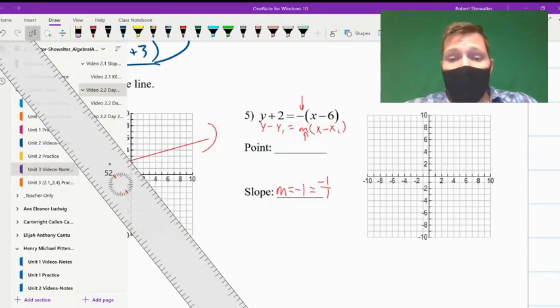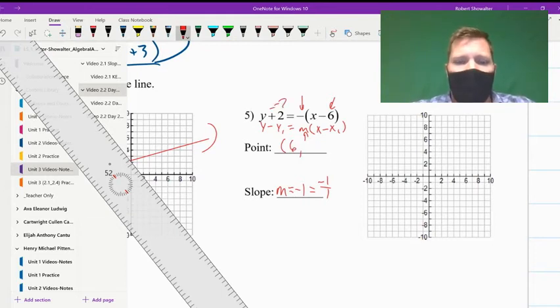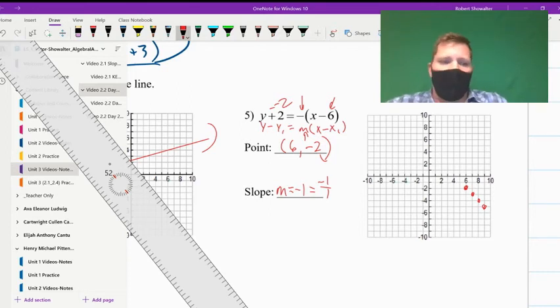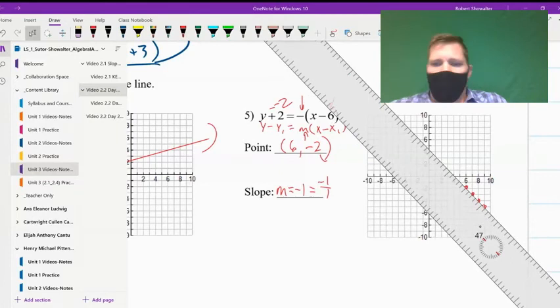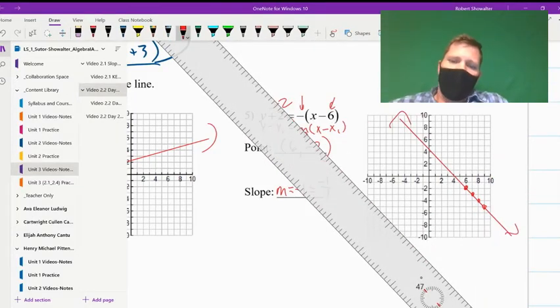But also you can read the point. The x goes with the x, but we have the reverse sign. So it's not -6, it's +6. And over here, it would be -2. So the y coordinate is -2. Now we're going to graph that. 6, -2. And we're going to go down 1, right 1 for our directions from that point. Notice how we started at a different point. We did not start at the y-intercept. We started at the point that was given to us as it was written in point form.